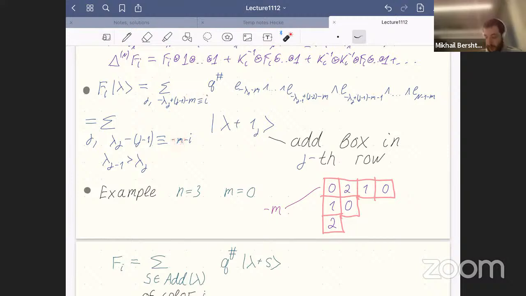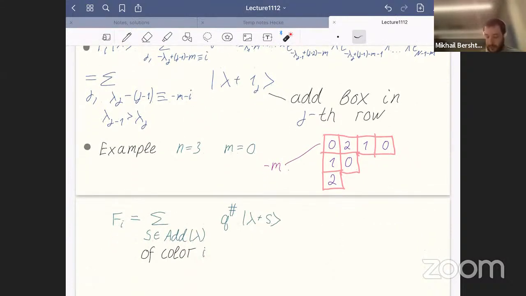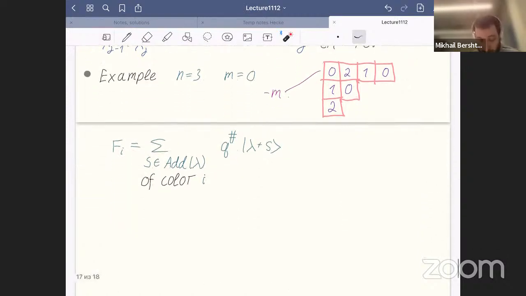So this m should be hidden in the coloring of the angle of the diagram. So we take all addable boxes which have the color i. And on such a box, we write q to some power times lambda plus this box. So this is the thing to take away. The action of E_i is given by the action of E_i at boxes of the color i, whenever it is possible.